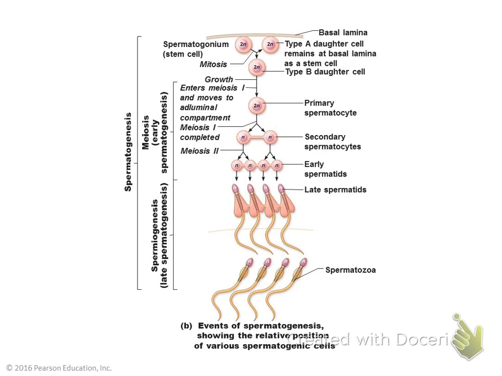I gave you this slide to help you remember where things are 2N or 1N, but remember, because scientists don't totally agree on these guys, I'm not going to ask you if the secondary spermatocytes are 2N or 1N. You do have to know that two of them are produced from meiosis 1, and you do have to know that they are unique.